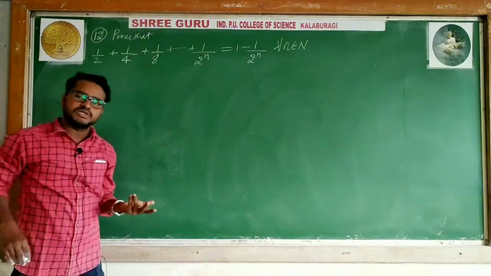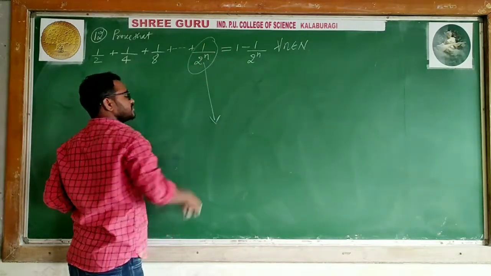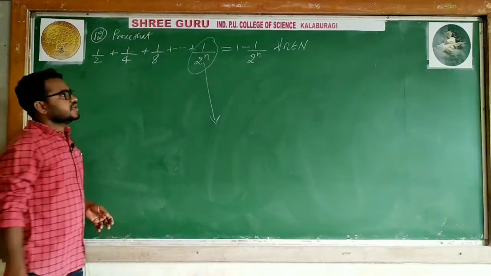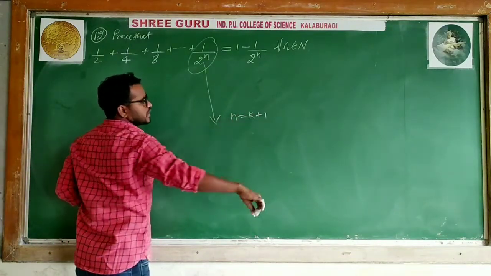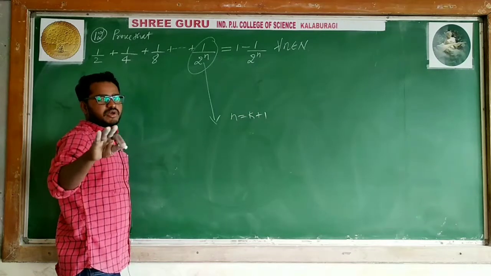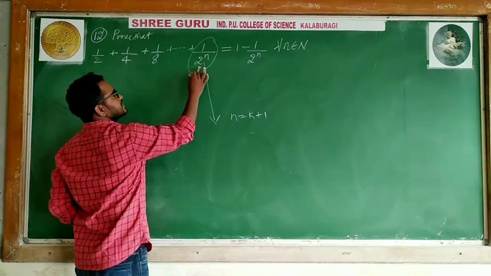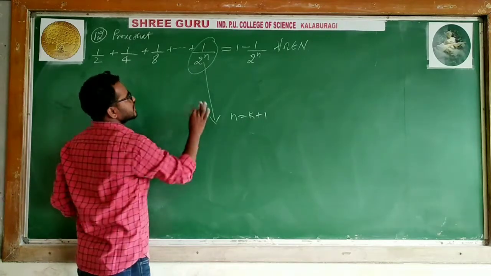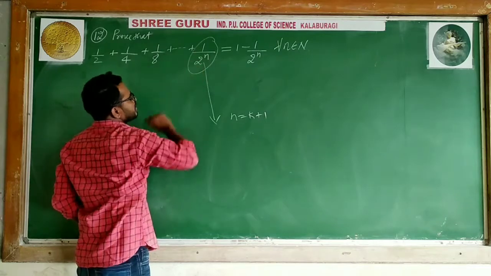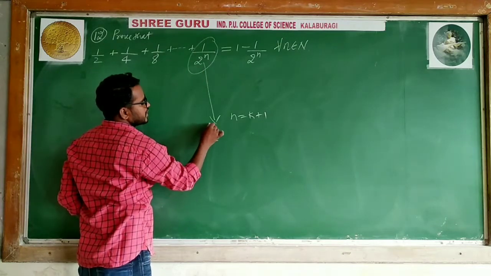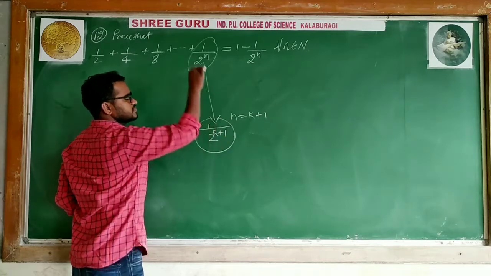What is the addition term here? The addition term depends on the last term. Put n is equal to k plus 1. In every problem I am saying the same: wherever the last term is, substitute k plus 1. The last term here is 1 divided by 2 to the power n, so substitute k plus 1. It becomes 1 divided by 2 to the power k plus 1. This is the addition term.